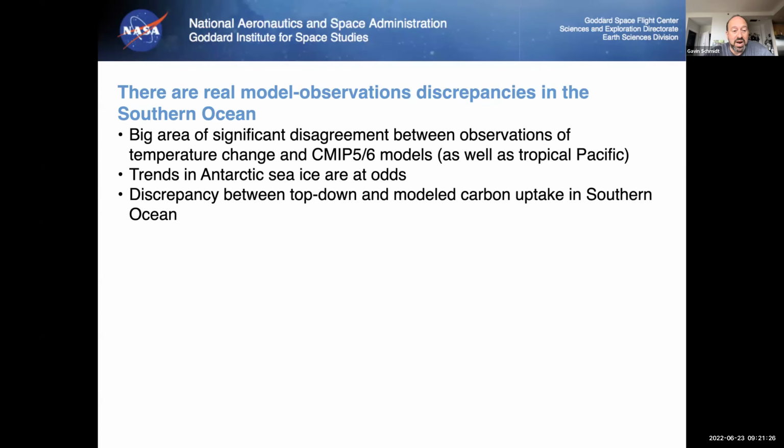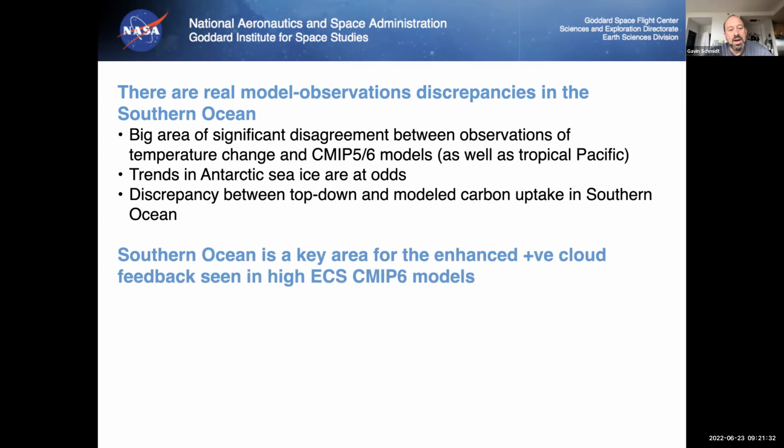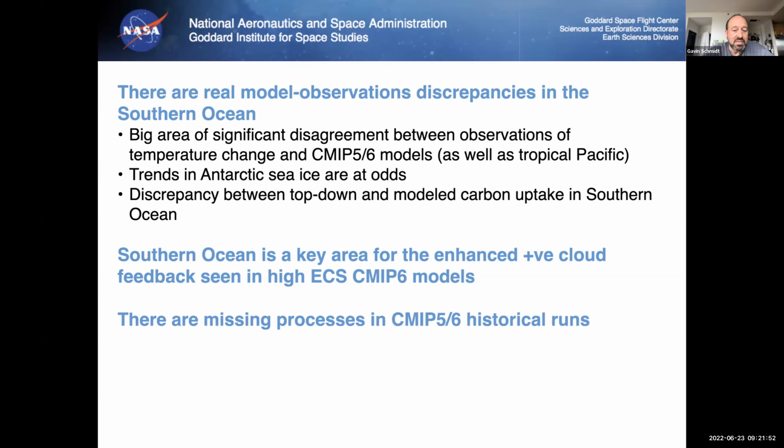There appears to be quite a large discrepancy between top-down and modeled carbon uptake in the Southern Ocean using similar models. We know that the Southern Ocean is a key area for the enhanced positive cloud feedback seen in the high ECS CMIP6 models. The work of Mark Zelinka and others makes that abundantly clear that this is an absolutely key area for the ECS, particularly the high ECS models.